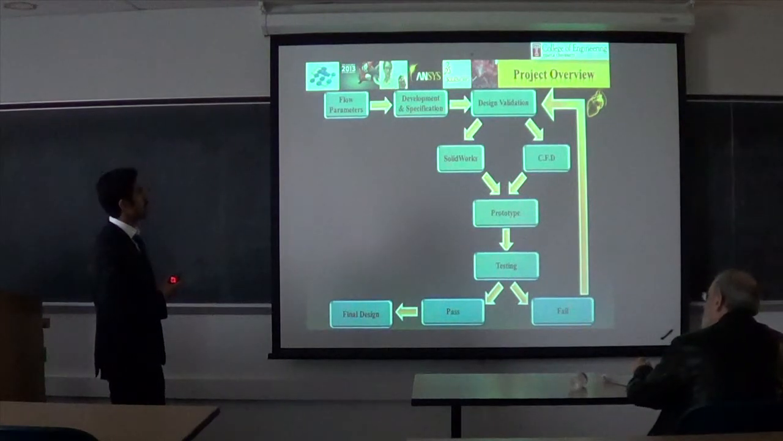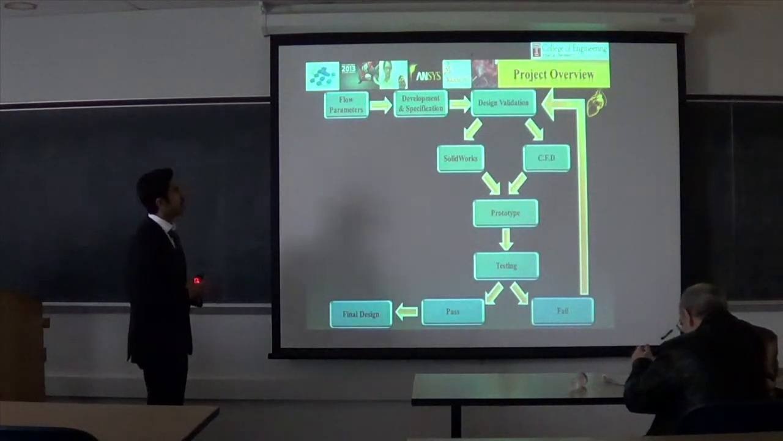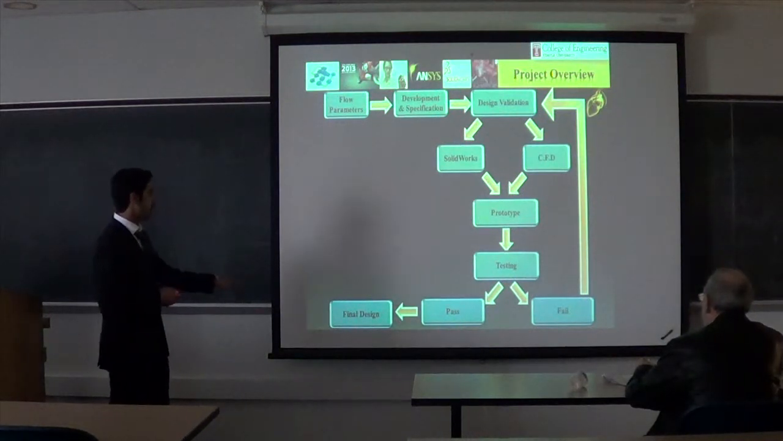This is our project overview. You can see the flow parameters. We figured out the flow parameters in the beginning, then development and specifications. We validate the design, and with the help of SolidWorks and ANSYS, we are able to build our prototype. Then we did the testing until reaching the final design.